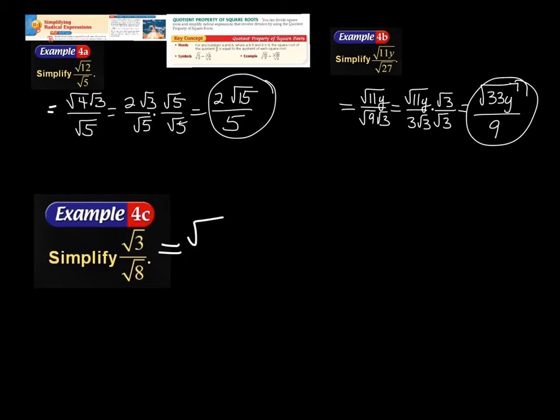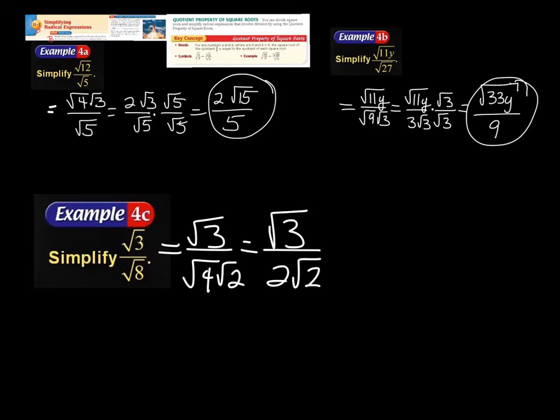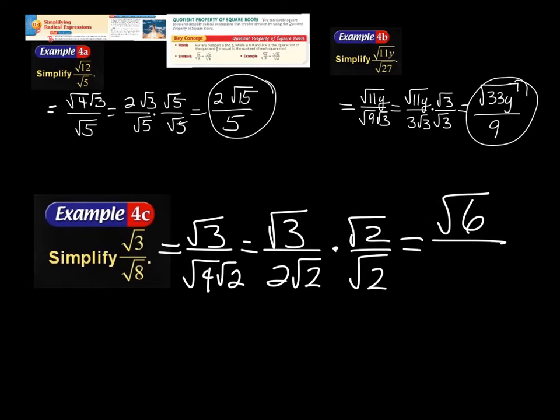Square root of 8 I can rewrite as square root of 4 times 2, and I know that the square root of 4 is 2. And I'm not supposed to leave that radical in the denominator, so I need to rationalize the denominator. Square root of 2 times square root of 3 is square root of 6, and square root of 2 times square root of 2 is square root of 4, which is 2, times the 2 that's already there is 4.